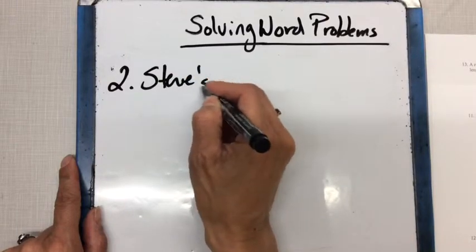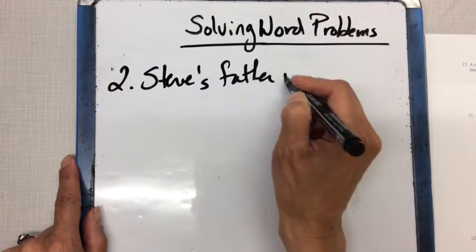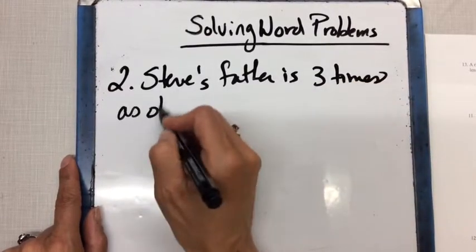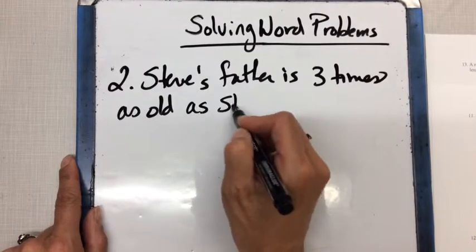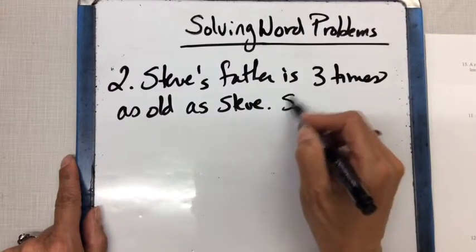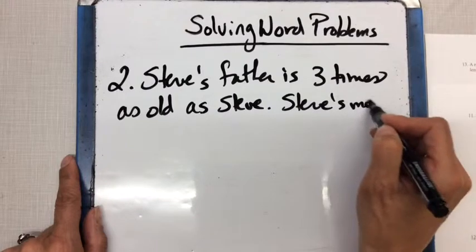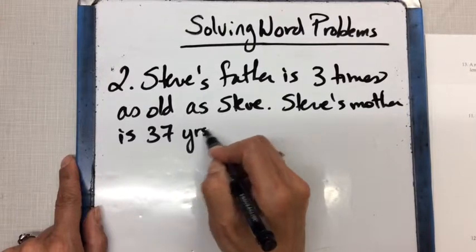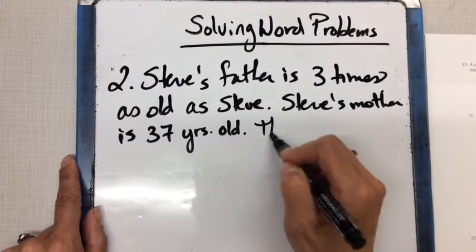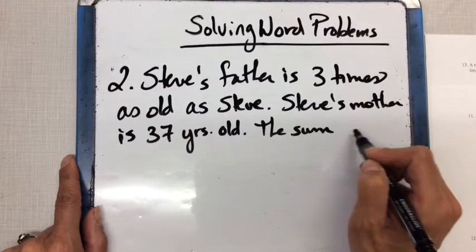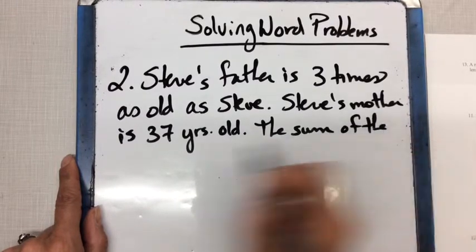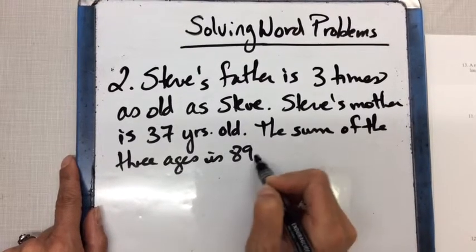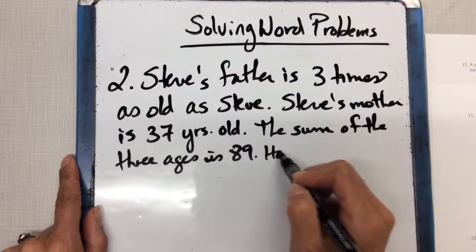Steve's father is 3 times as old as Steve. Steve's mother is 37 years old. The sum, it's important to understand what sum means, the sum of the 3 ages is 89. How old is each?